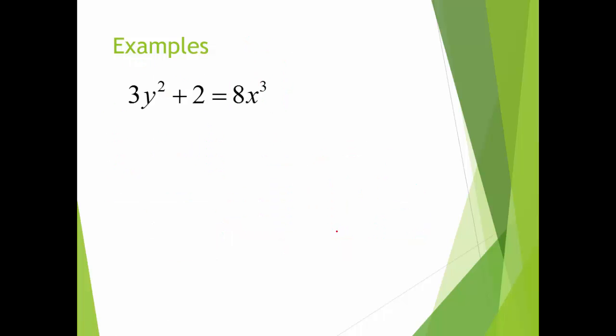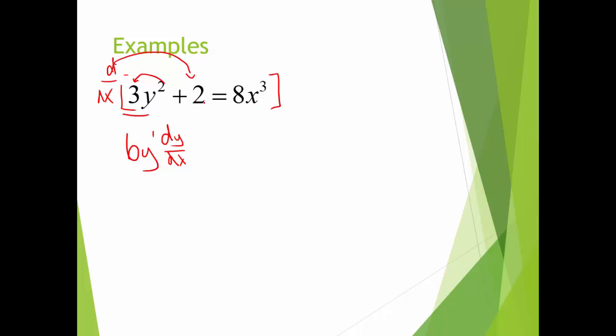Let's try another one. Okay, this one is not as cut and dry because I have letters on both sides. So we'll start it the same way as before. I'll differentiate with respect to x on the entire equation. The first piece, the 3y squared, is a chain rule. I'll take the 2, bring it down with the 3, multiply them together to get 6y to the first. But then I need that dy dx piece to do my inner derivative for y.